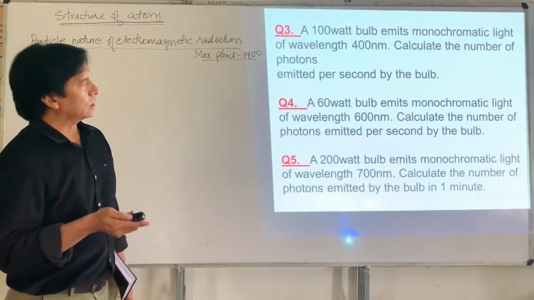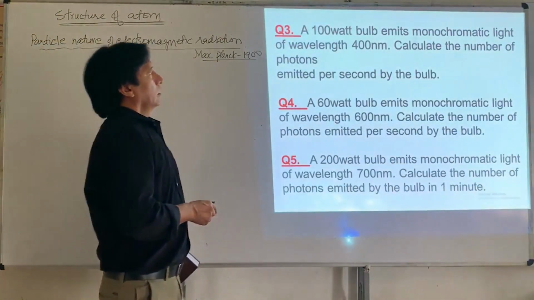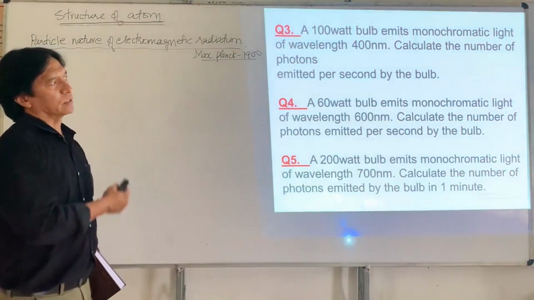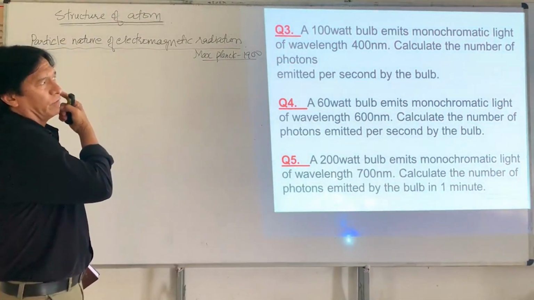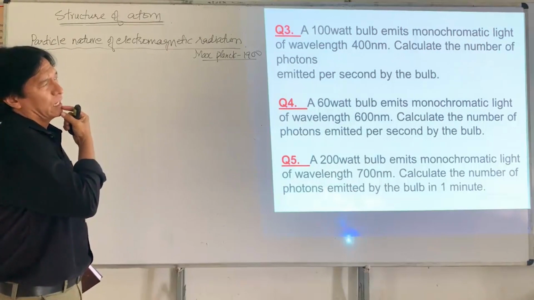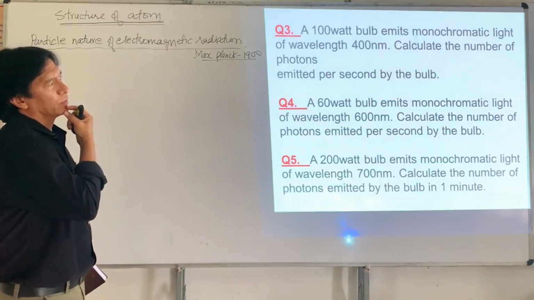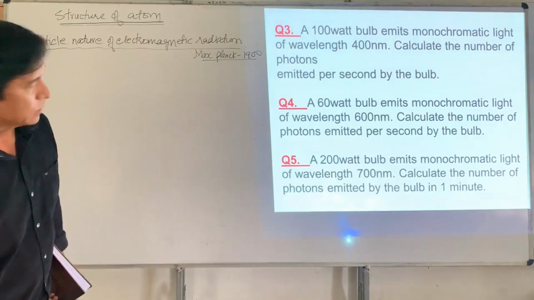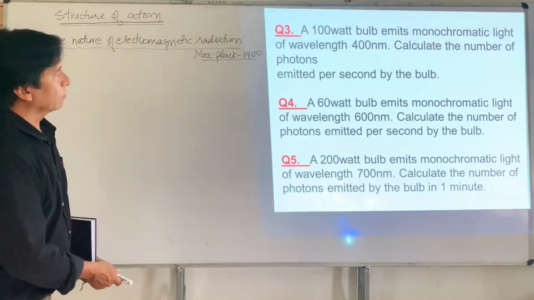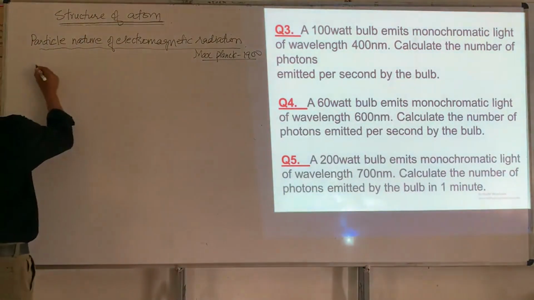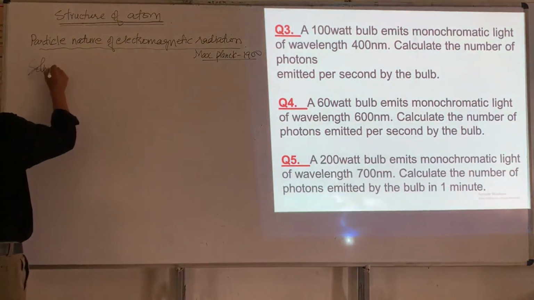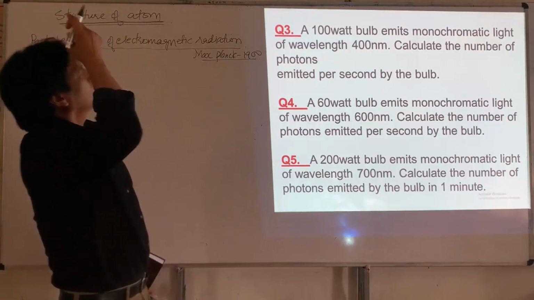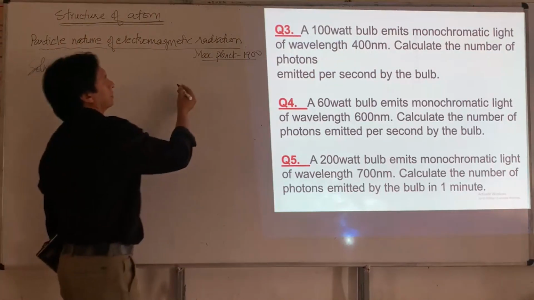Now the next problem for you is: a 100 watt bulb emits monochromatic light of wavelength 400 nanometers. Calculate the number of photons emitted per second by the bulb. This is what you are supposed to find now. This is problem number 3. So I'll write solution number 3 here. Okay, now a 100 watt bulb.